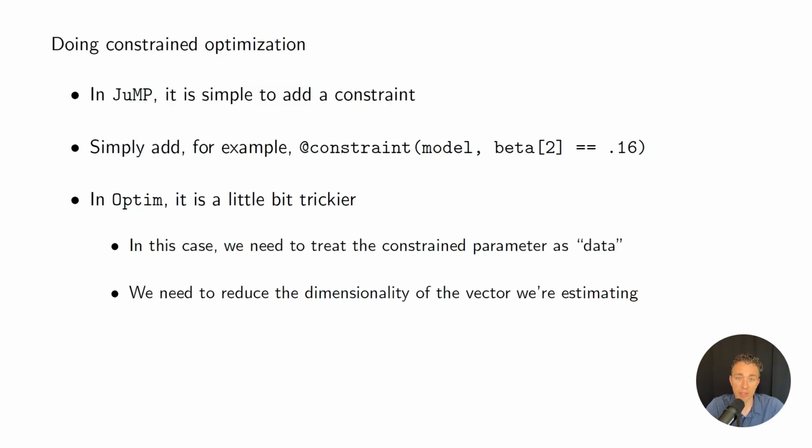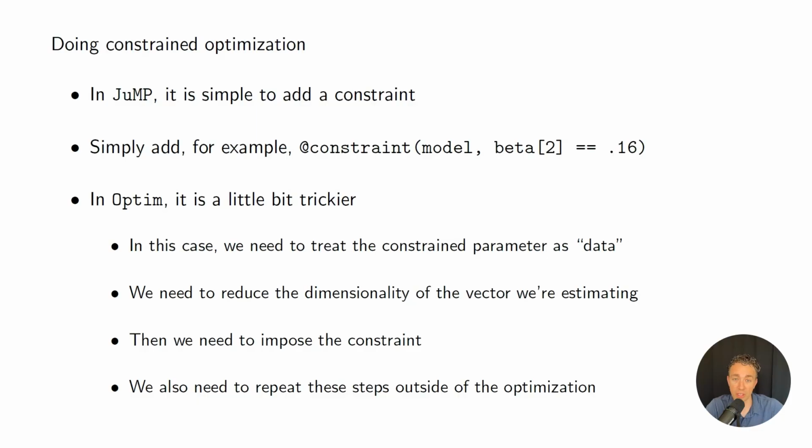And we also need to take whatever parameters are constrained out of the vector, which might cause us some indexing headaches if we're having to re-index the parameters that are being optimized separately from the ones that are being constrained. And then inside the likelihood, once we've done that re-indexing, we need to impose the constraint. And then we also need to repeat all of these steps afterwards once our estimates have been obtained, so we can make sure that the estimates are consistent with the constraints that we're imposing.